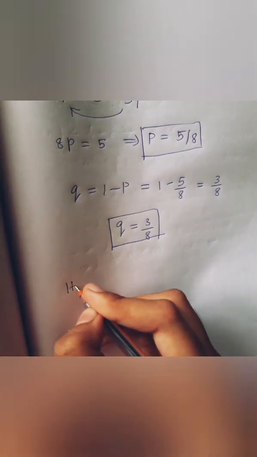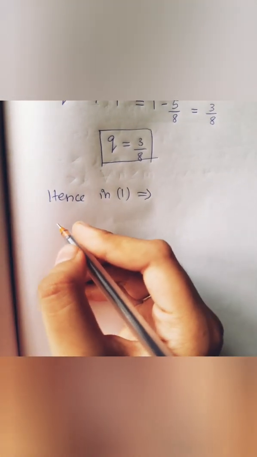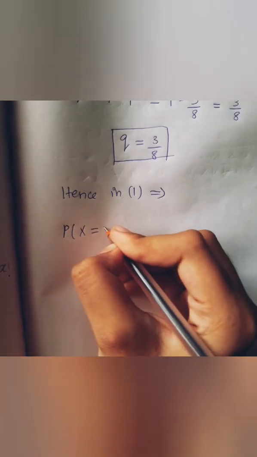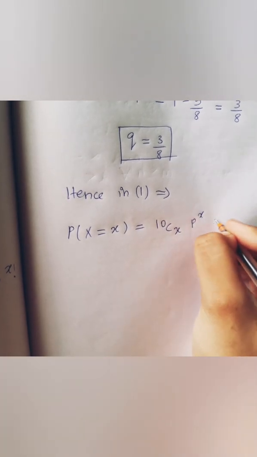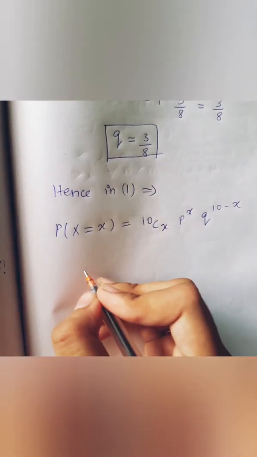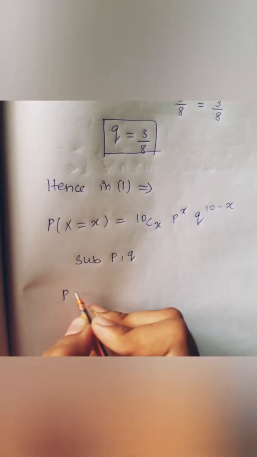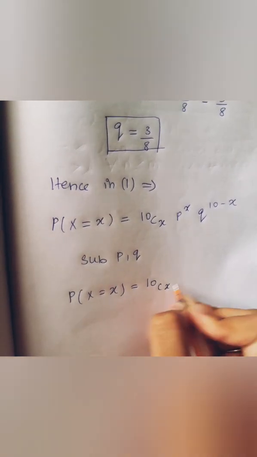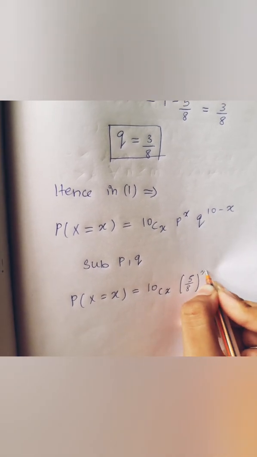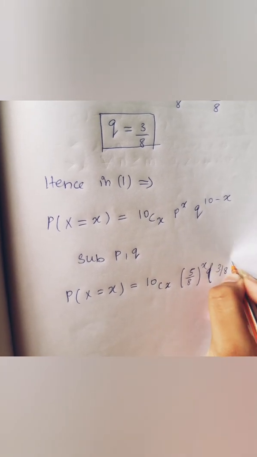Hence we are substituting in the previous, that is P of x is equal to 10Cx p power x q power 10 minus x. So here we have to substitute the p and q values, that is p is equal to 5 by 8 and q is equal to 3 by 8. Further substitution, 10Cx (5 by 8) the whole power x into (3 by 8) the whole power 10 minus x.